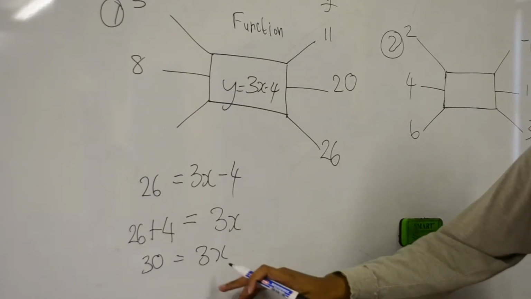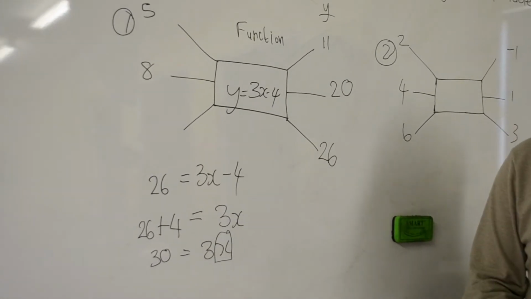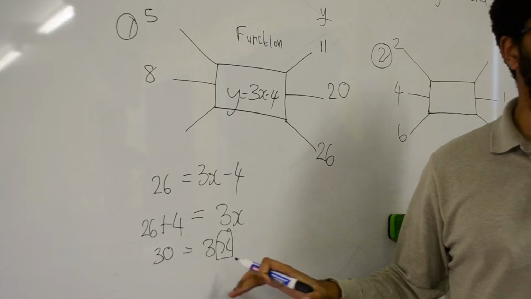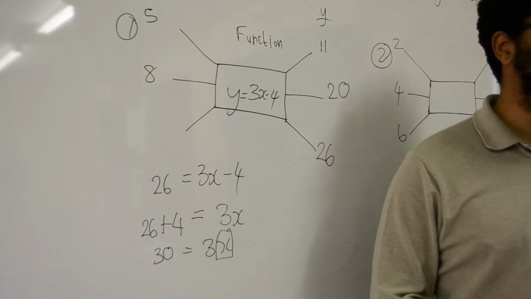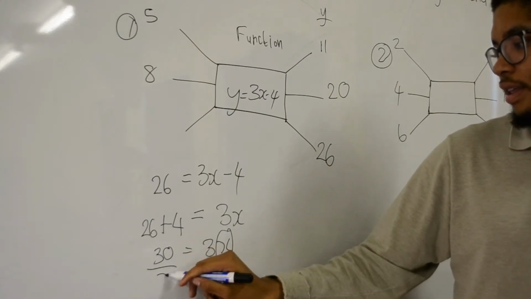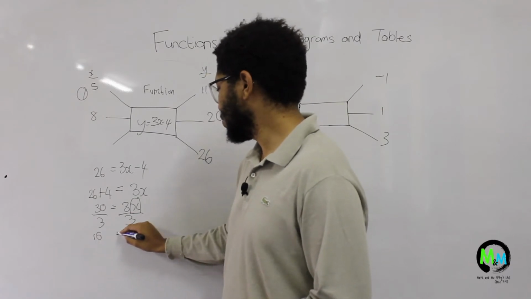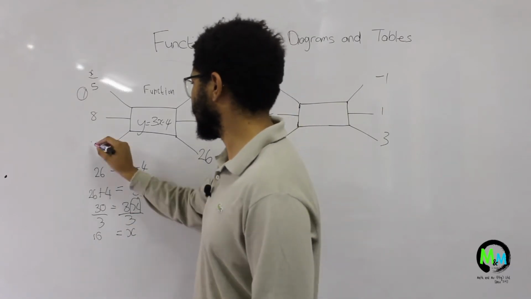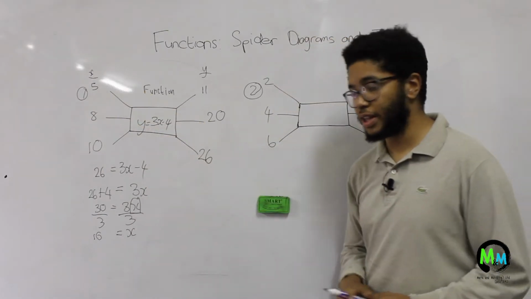And now I have 3x on the side, and remember, we just want x by itself. As this is 3 multiplied by x, we now need to divide both sides by 3 so that we can isolate our x. Okay, 30 divided by 3 leaves me with 10 on the side, which is equal to x. Okay, and I have now solved for my first function over there.